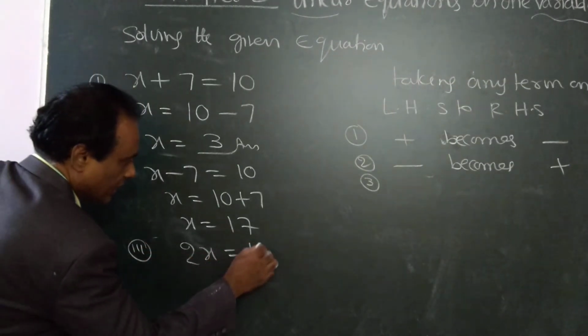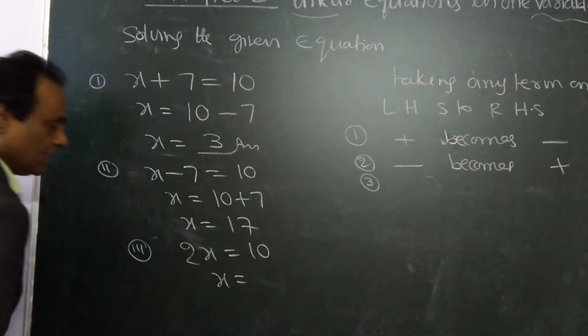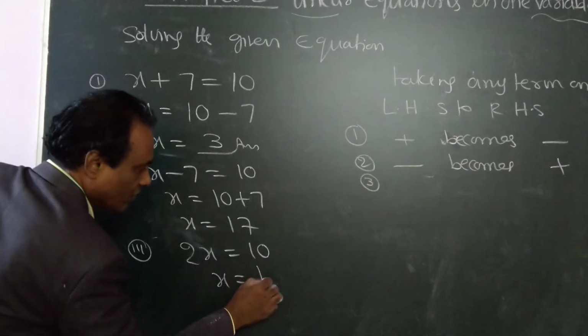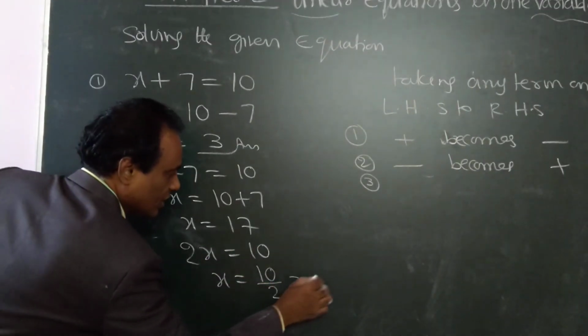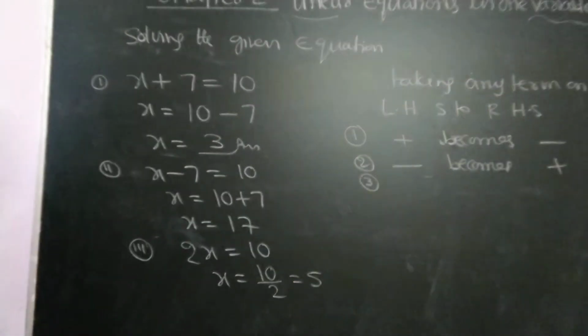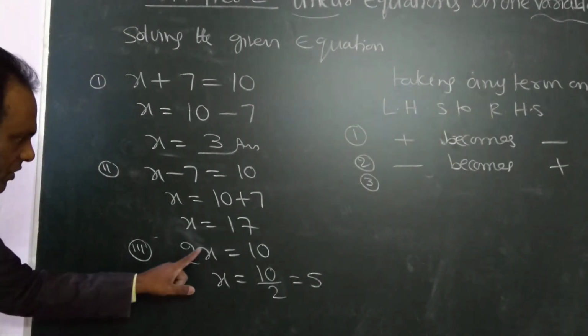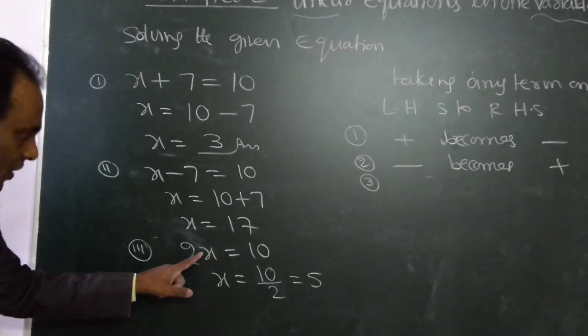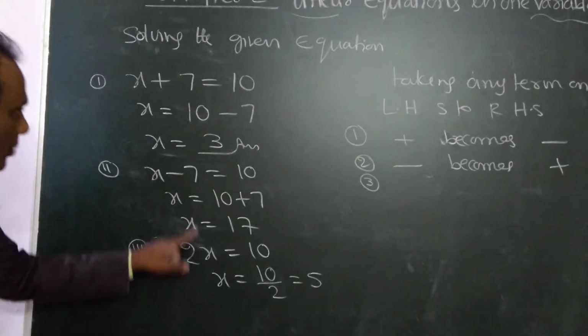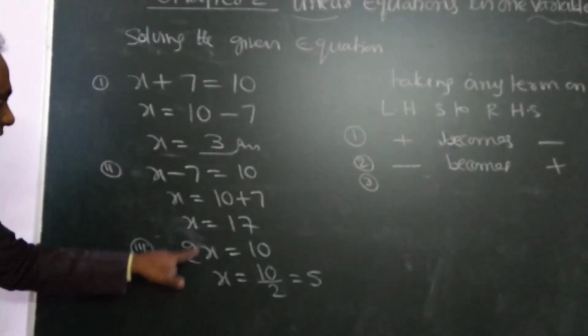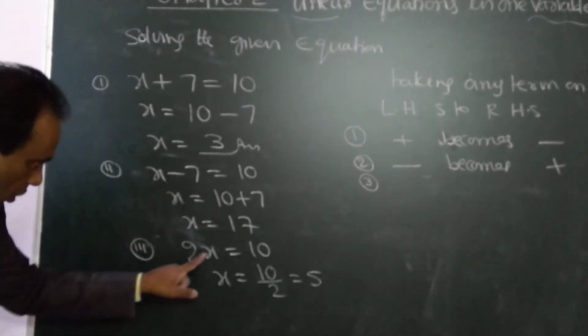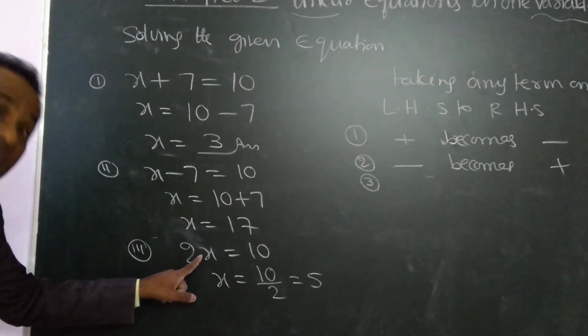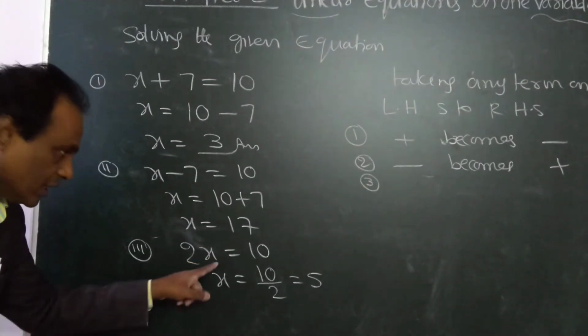2x is equal to 10. What is x? If you take 2 to the right side, we get 10 by 2, which is 5. That means 2x is a multiple: 2 into x, not 2 plus x. Plus means you write it like this, minus means you write it like this. If there is no symbol between them, it means into. 2 into x.